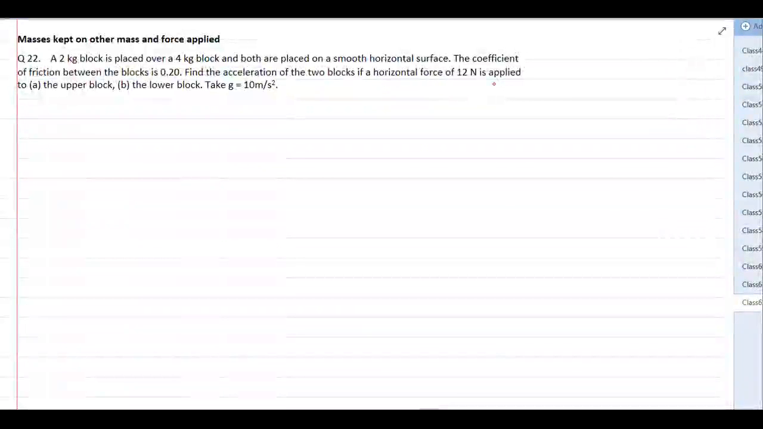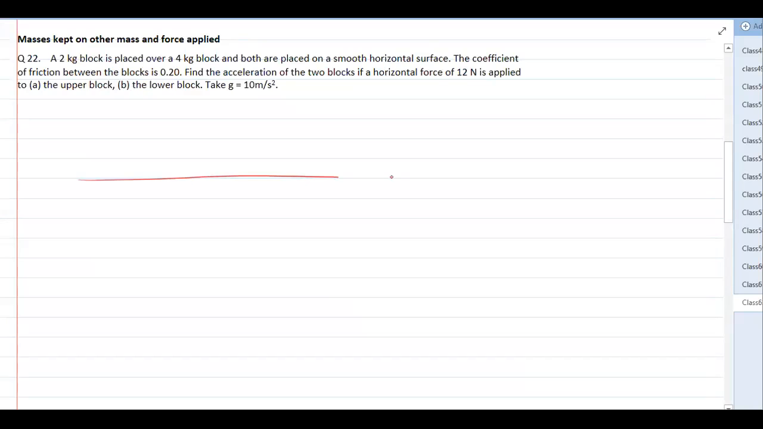So this concept is very important, and we will first see this question. A 2 kg block is placed over a 4 kg block. So if we consider a 4 kg block, suppose this is ground, we have a 4 kg block, and over which we have a 2 kg block. Suppose this is capital M, that is 4 kg, and the small m is 2 kg.